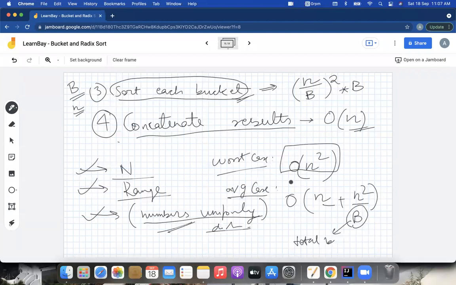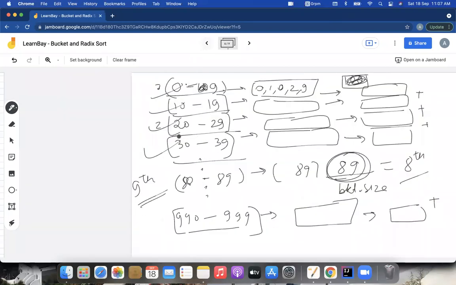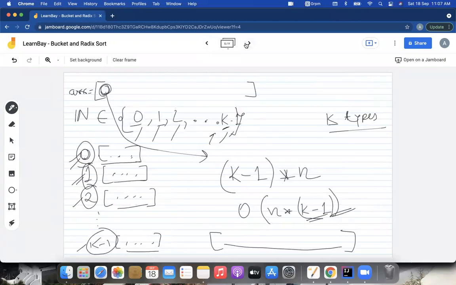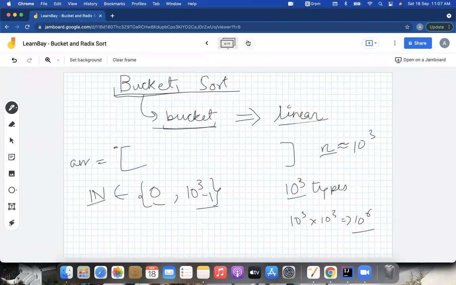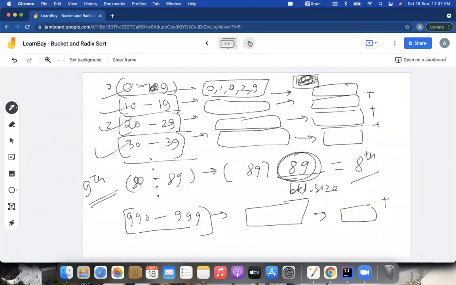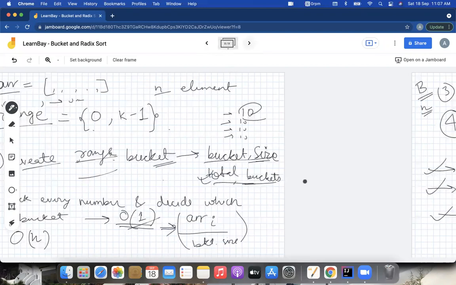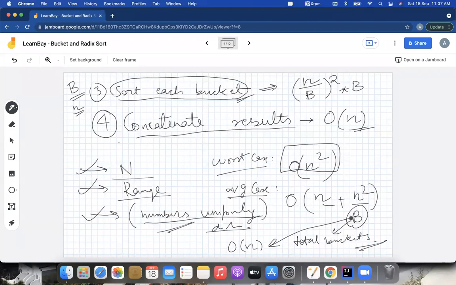So, answering questions which came in chat. For bucket sort to be linear, the total number of buckets should be order of n, which is obvious. Why is it obvious? Think of the problems that we did before, or just this simple mathematical expression. If you have one bucket for each number, then that's the best, right? So that gives you order of n.